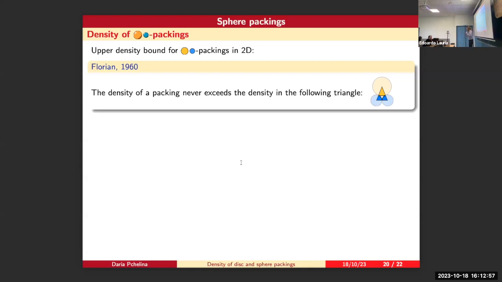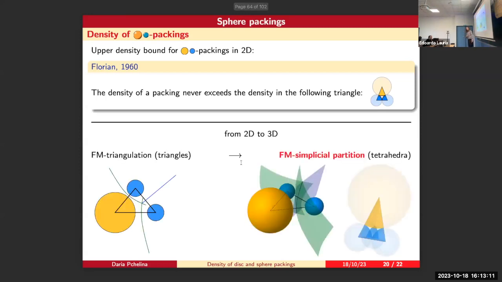So the proof is predictable. What he does is he takes any packing, he triangulates it, and he says, okay, no triangle can be denser than this one. And so we decided to do the same thing in 3D. In 2D, we have triangles. In 3D, we have our simplicial partition, which is defined kind of the same by Voronoi cells and duals. And so the analogous result would be to find the densest tetrahedron, like for instance this one, which would be denser than any tetrahedron which might be present in a sphere packing.